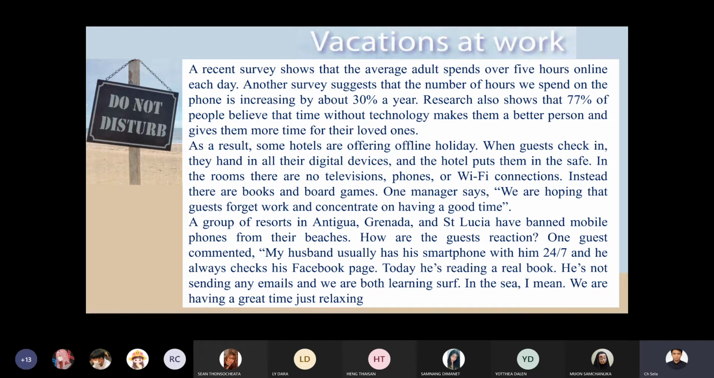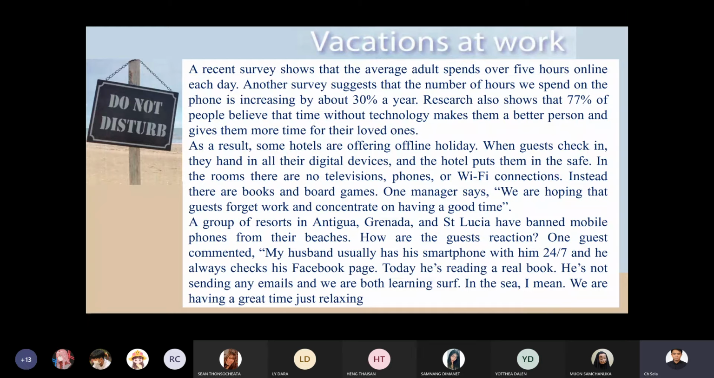As a result, some hotels are offering offline holidays. When guests check in, they hand in all their digital devices and the hotel puts them in the safe. In the room, there are no televisions, no phones, no Wi-Fi connections. Instead, there are books and board games. One manager says, "We are hoping that guests forget work and concentrate on having a good time." A group of resorts in Antigua, Grenada, and St. Lucia have banned mobile phones from their beaches.